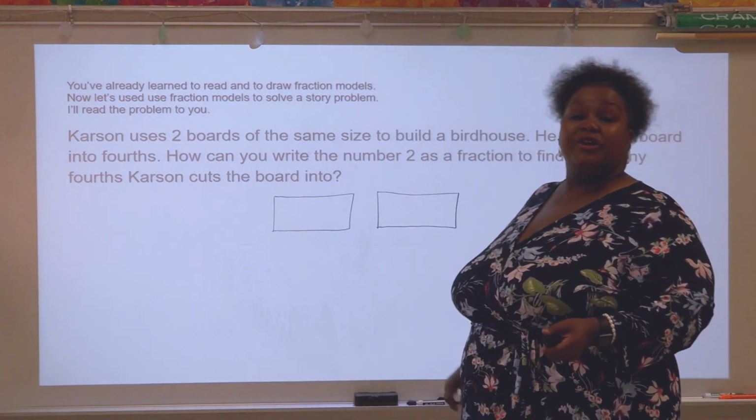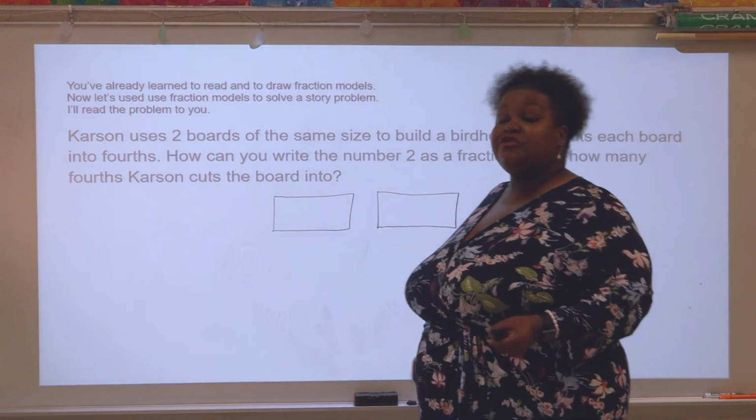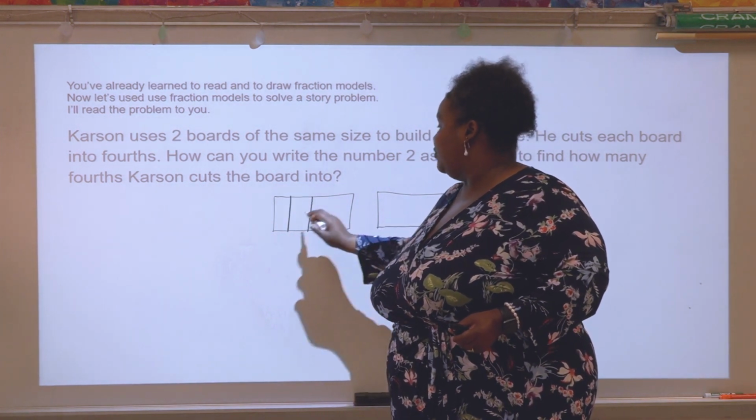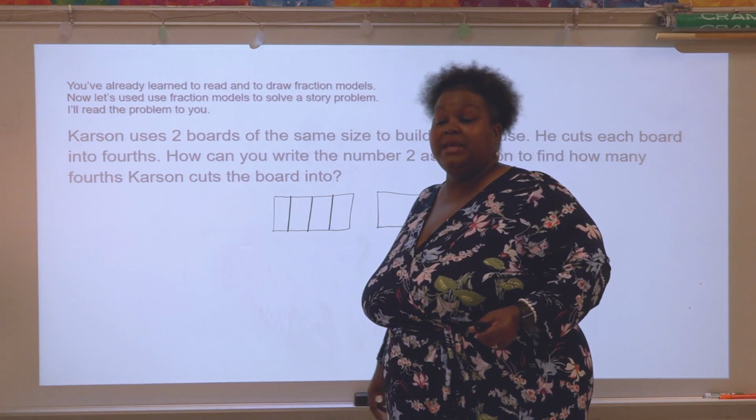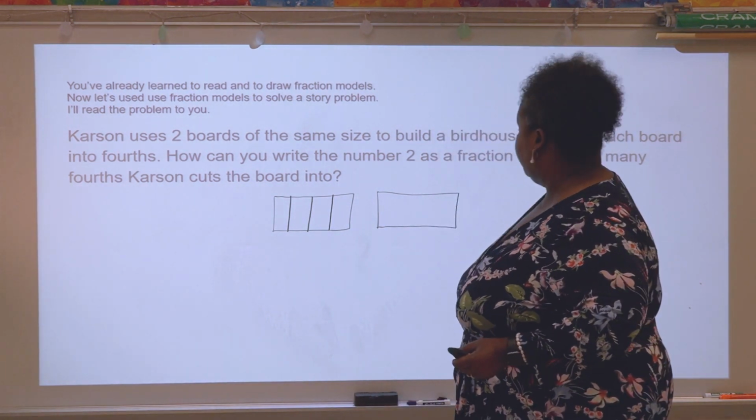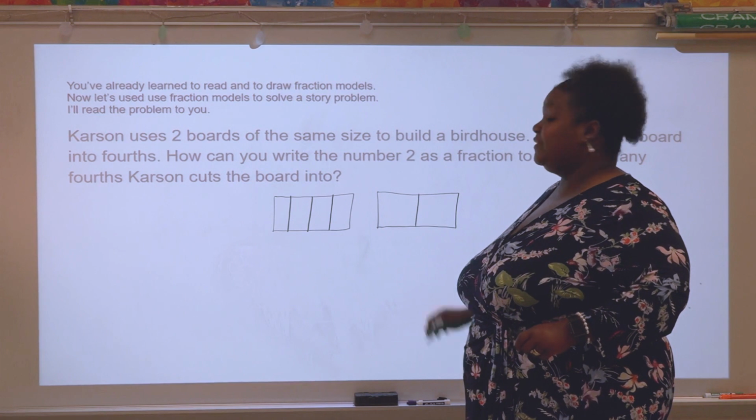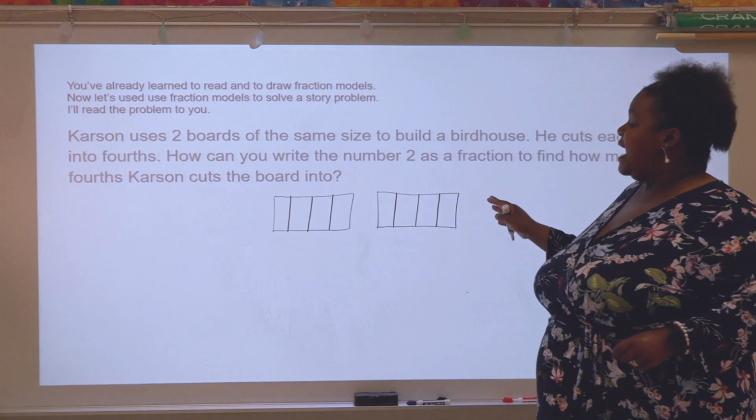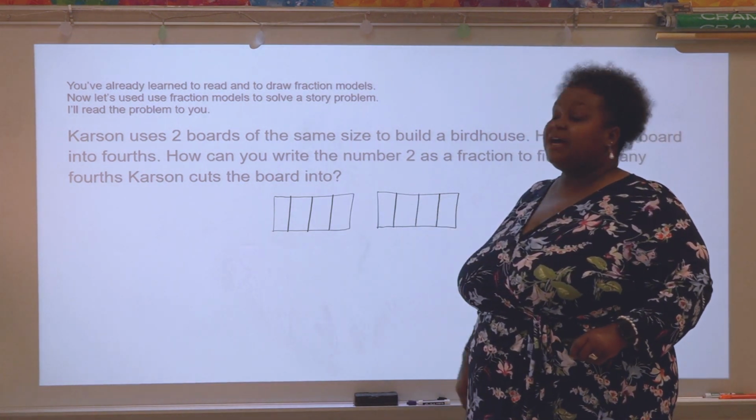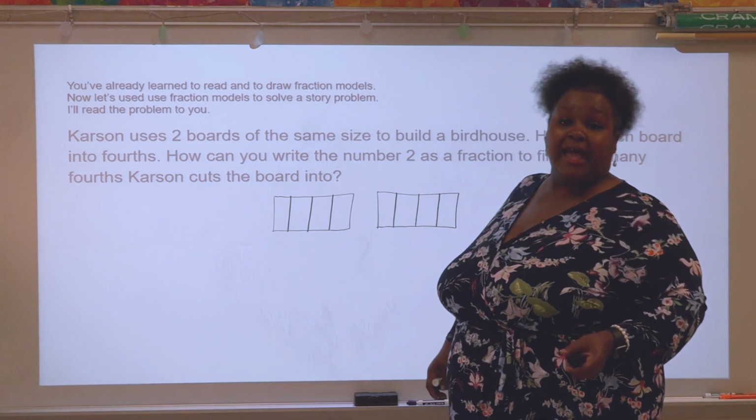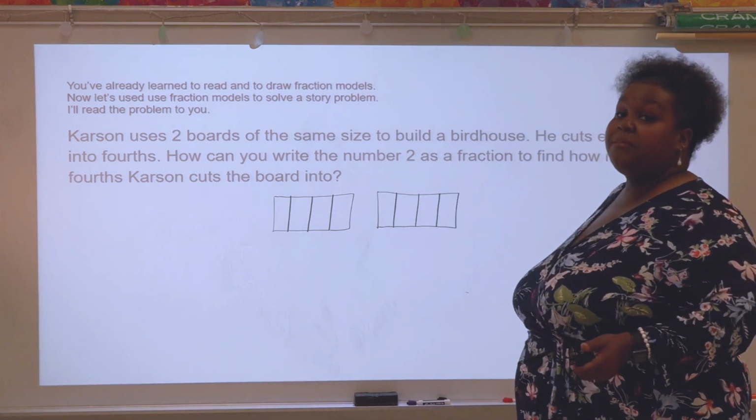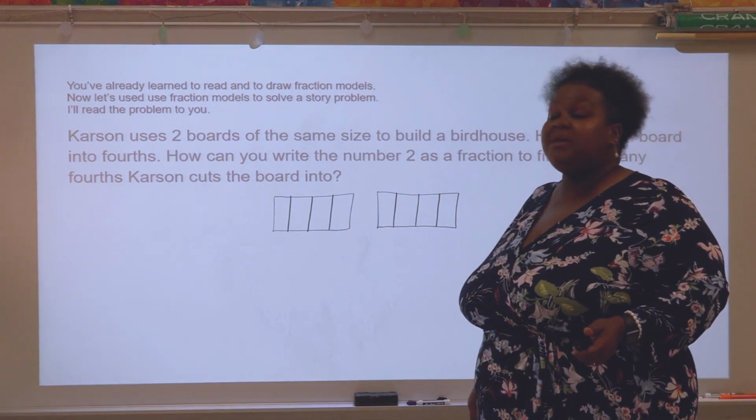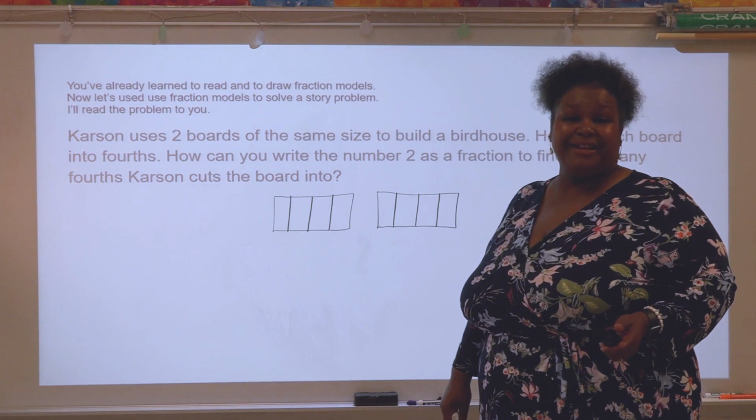He cuts each board into fourths. So I need to cut each board into fourths. I'm going to make it into a half and then make my half into a half. 4 equal pieces. I need to do the same with the second board. Cut it into half and my half into a half. So I have 2 boards cut into fourths. Let's see what the question's asking me. How can you write the number 2, I have 2 wholes, as a fraction to find out how many fourths Carson cuts the boards into?